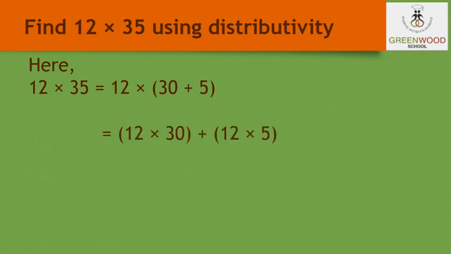Then we'll multiply 12 with both 30 as well as 5, and we'll add them both. So on solving this, we get 12 30s that is 360, and 12 5s are 60. On adding 360 and 60, we get answer 420. So by using distributive law, we can make huge calculations easily.